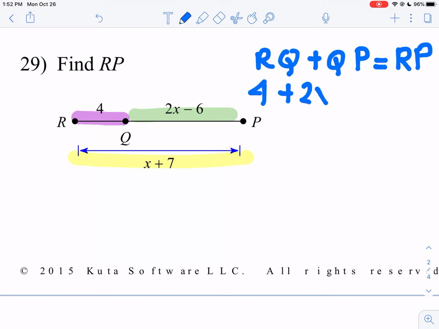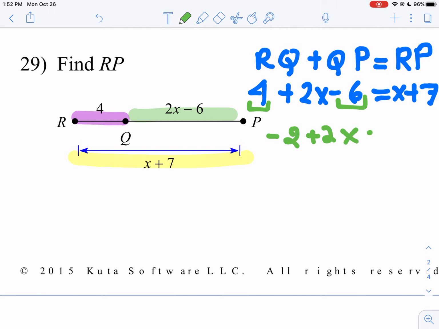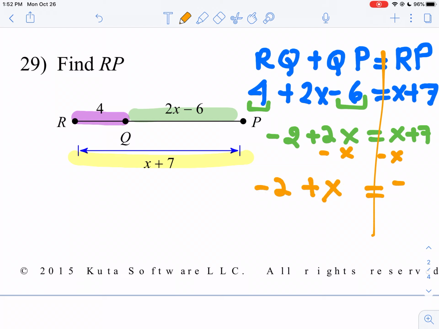That's 2x minus 6 equal to x plus 7. Combine like terms on each side. I'm going to add these two numbers. And this side is good. I have x and x. I'm going to move the x to the left side by subtracting x. So that gives me negative 2 plus x equal to 7 because the x's would cancel out.